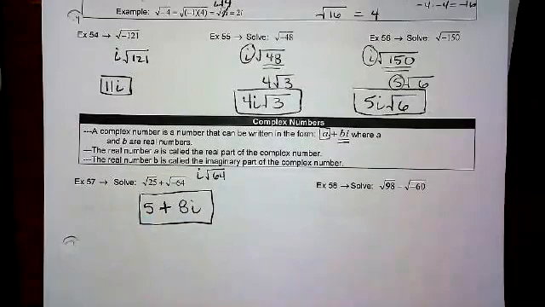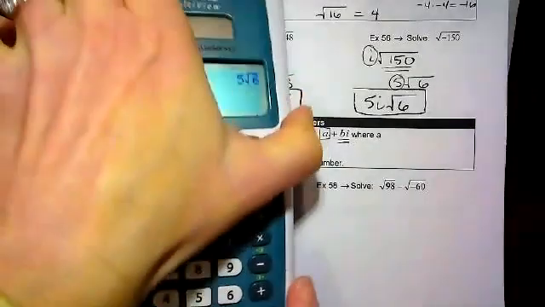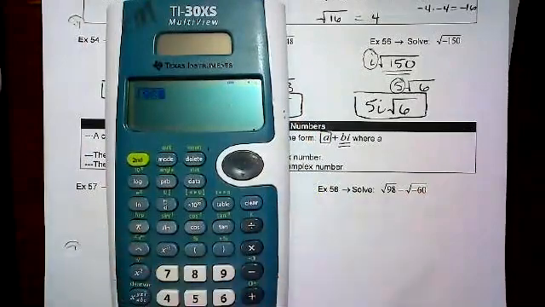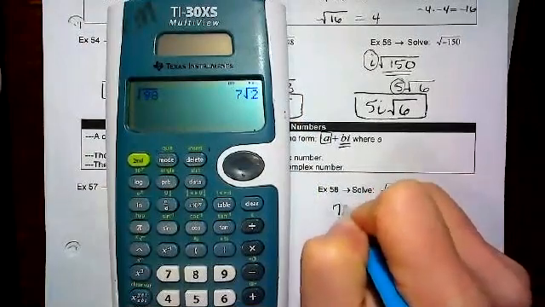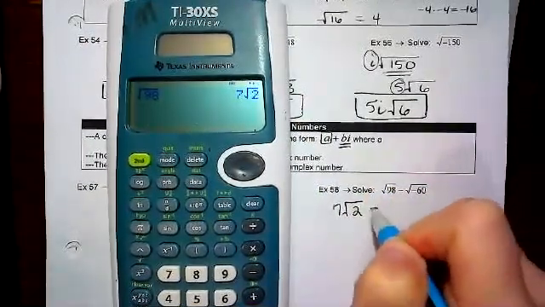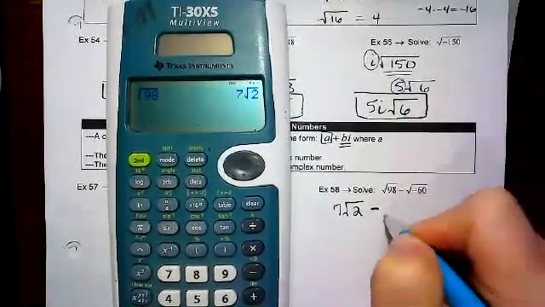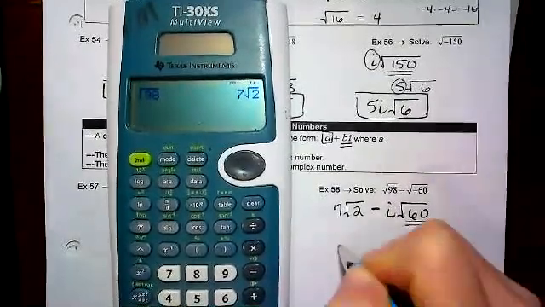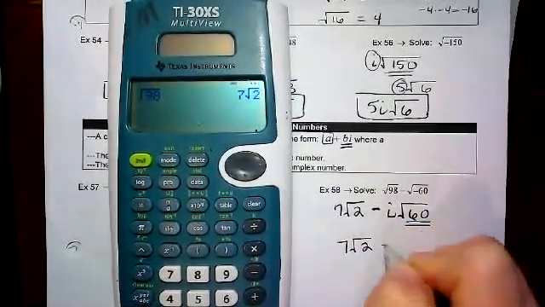Example 58 is an example where maybe they're not perfect square roots. So again, you would use your calculator and say, well, what is the simplified version of square root of 98? It is 7 square roots of 2. There's a minus sign in between the terms, so I'm going to pull that out. And this is kind of like saying i square root of 60. So I'll rewrite it, and then we will simplify the square root of 60.